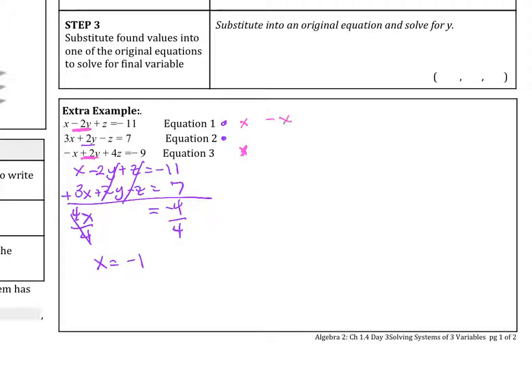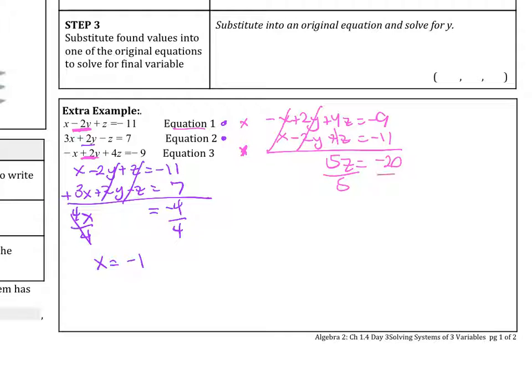So equation 3 is negative x plus 2y plus 4z equals negative 9. Then I'm going to add equation 1 to it: x minus 2y plus z equals negative 11. So in this case, my x's cancel, my y's cancel, so I get 5z equals negative 20. Divided by 5, so z equals negative 4. So that's really nice. So now I have two variables.